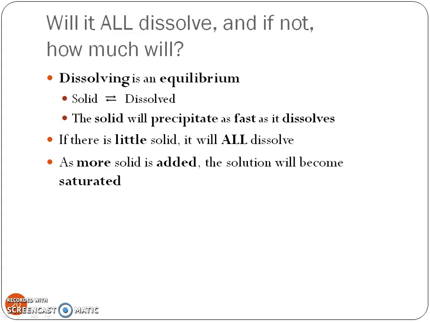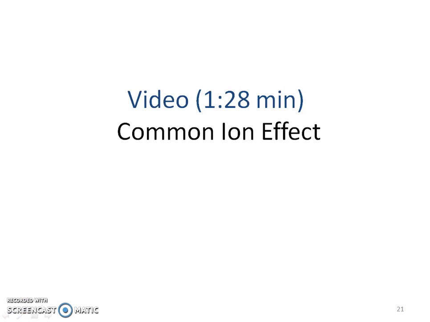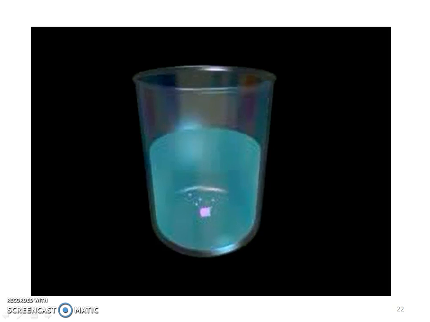So dissolving is an equilibrium because the solid will precipitate as fast as it dissolves. So now we have the solid and the dissolved ions in equilibrium with each other. So if we have a little bit of solid, it all goes to ions, but as we add more and more, we're becoming a saturated solution. And then at some point that we add more solid, there's going to be too many ions. It's going to be supersaturated, pushing the equilibrium to the left. So I normally don't play a thing, but this is a nice one on the molecular level.